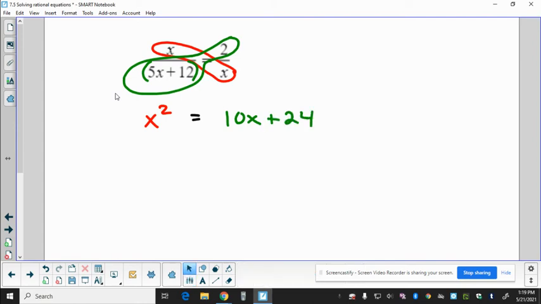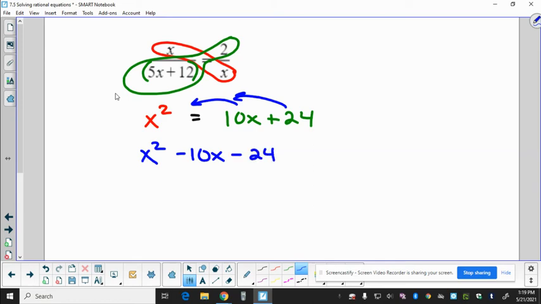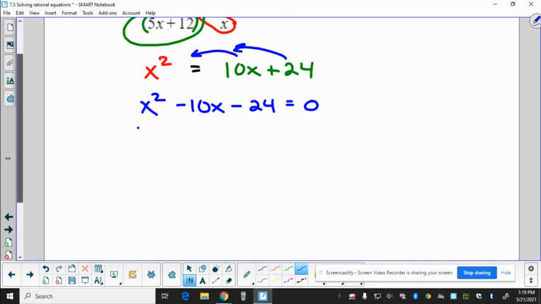Okay, I'm going to collect everything to one side. I'm going to move these over here. It's probably a faster way to do this problem. Let's see if we can factor this.